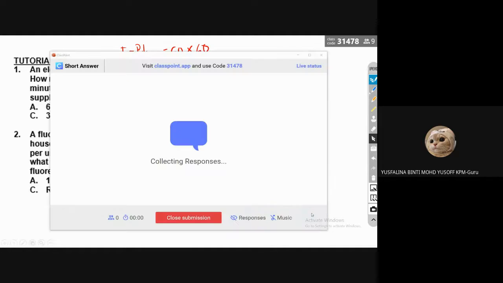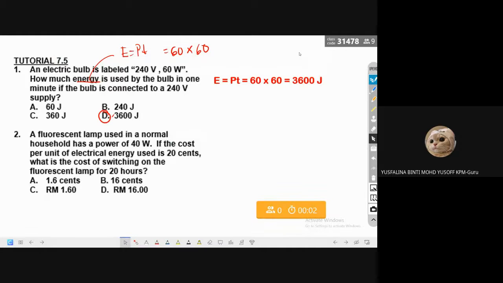Now we check your answer. A fluorescent lamp is used in a normal household and has a power of 40 watt. If the cost per unit of electrical energy is 20 cents, what is the cost of switching on the fluorescent lamp for 20 hours? Remember this one, if they ask you to find the cost, to find the energy for the house, your watt must be in kilowatt, so it must be divided by 1,000.